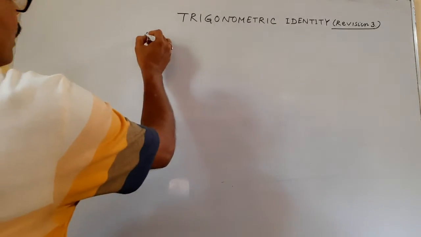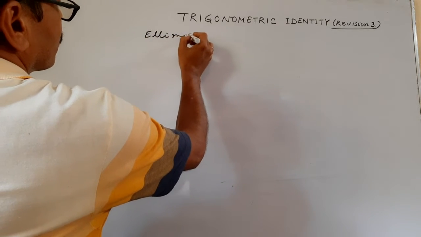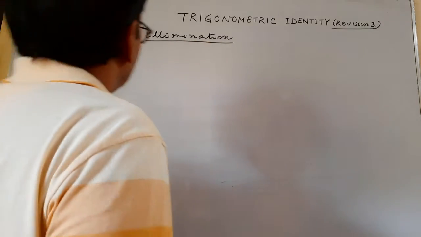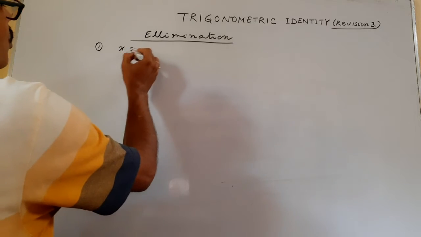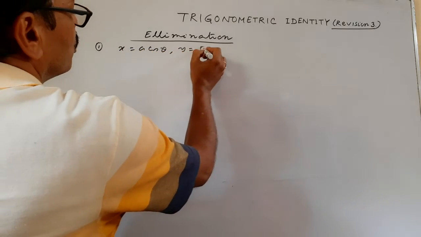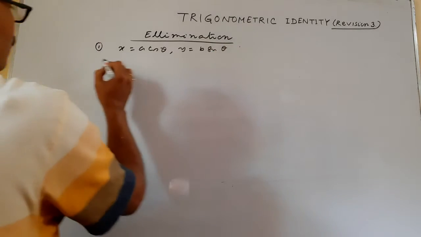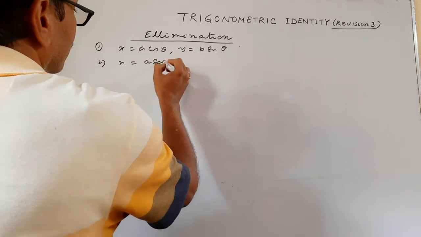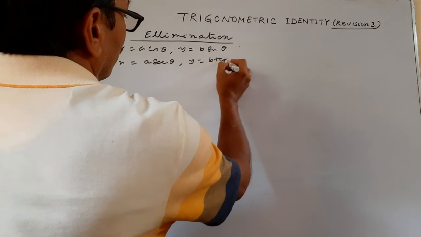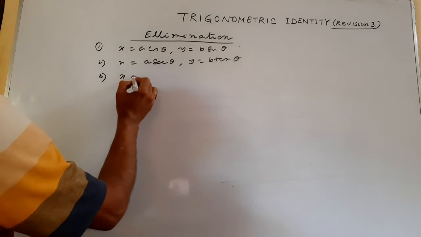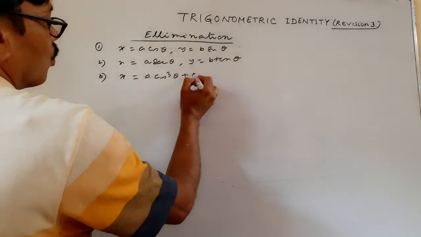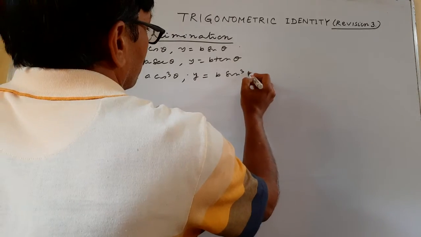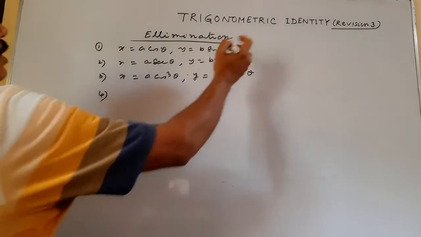Elimination. These are basic problems. x equals a cos theta, y equals b sin theta. x equals a sec theta, y equals b tan theta. x equals a cos theta, y equals b sin theta. Elimination.